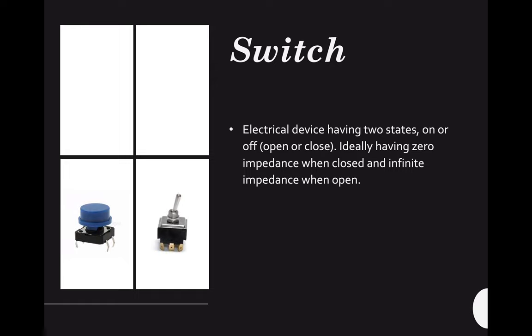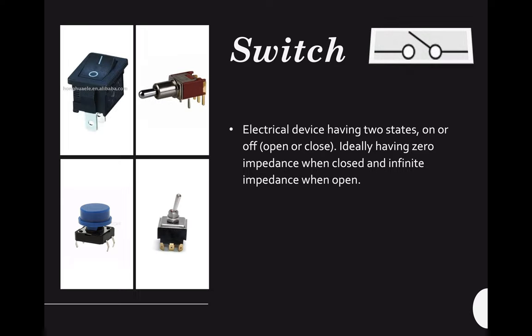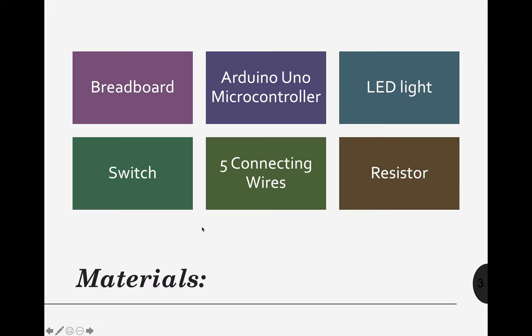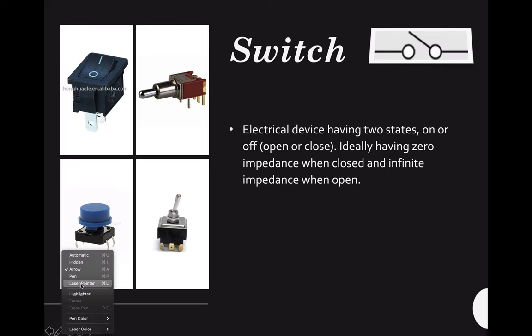Basically, a switch is an electrical device having two states, on or off, open or closed. Ideally, it has zero impedance when closed and infinite impedance when open. So if you can see here, this is the symbol of our switch, right? One moment, I need to use the pen. This is our symbol of a switch.